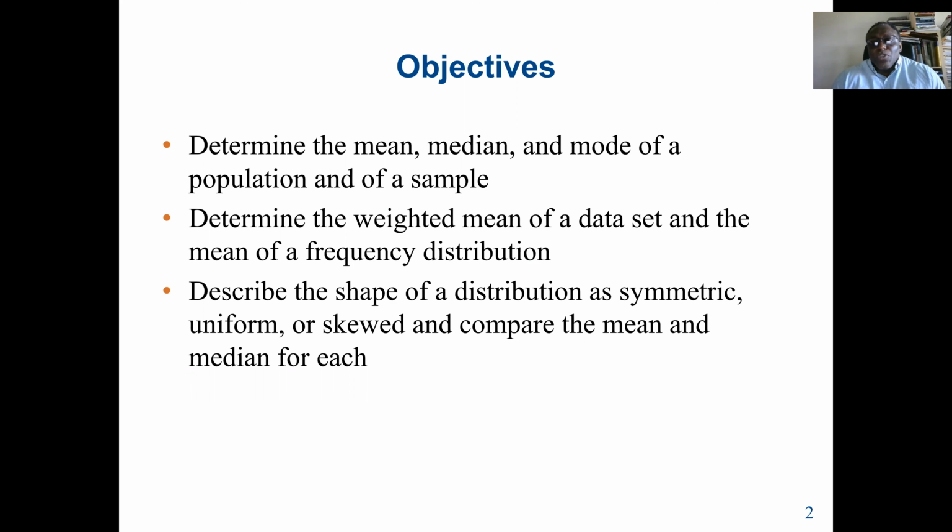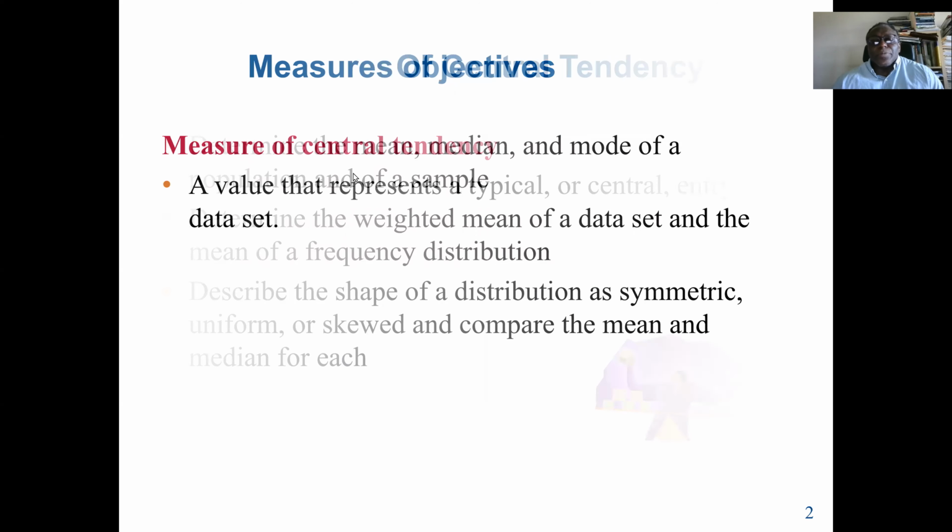Again, the distribution of a data set always depends on the value of the mean and the median. So if the value of mean and the median is the same, then the distribution will be symmetric. If the mean is greater than the median, then it will skew to the right. If the median is greater than the mean, then it will skew to the left. And we're going to discuss this.